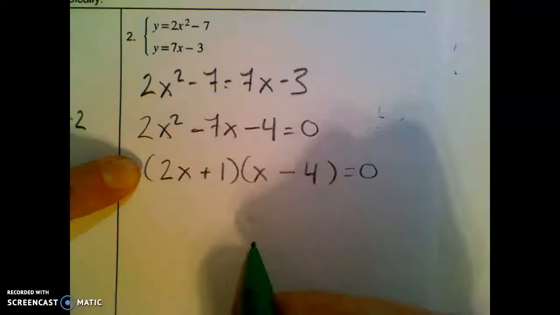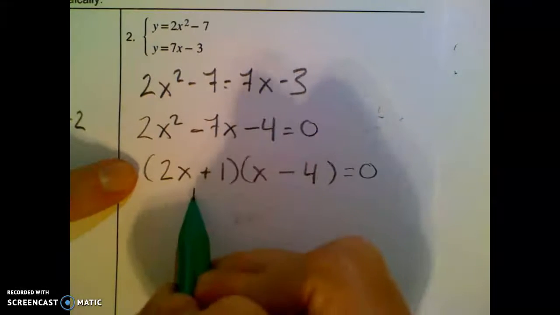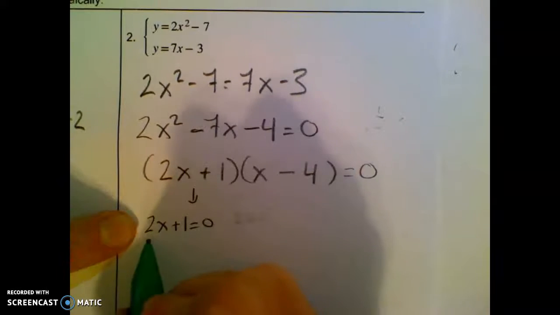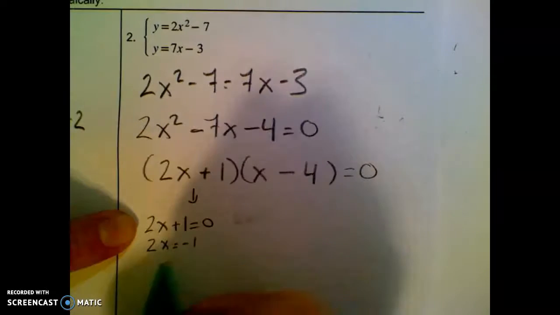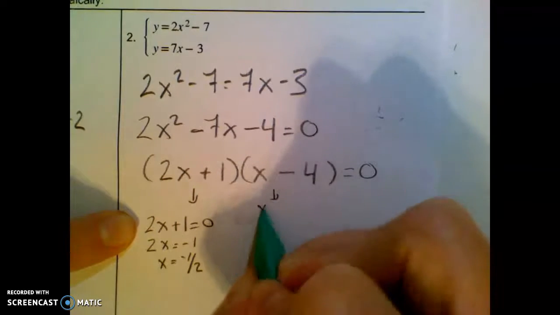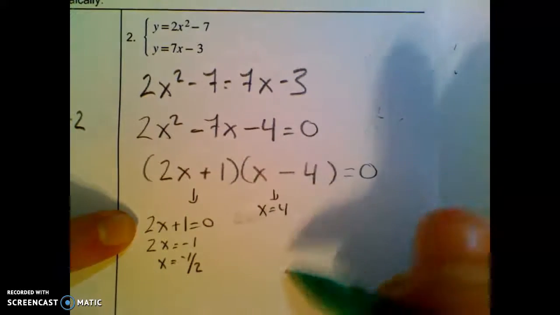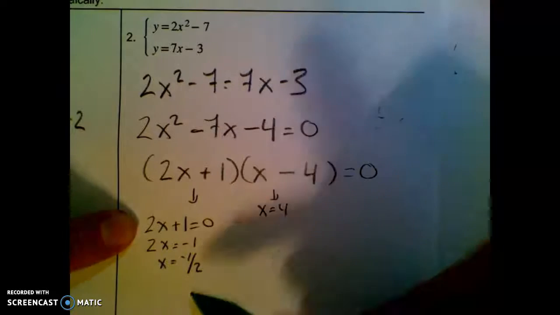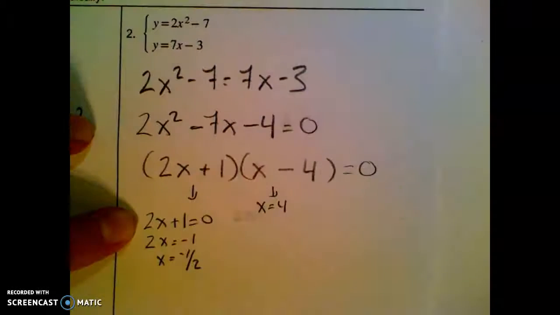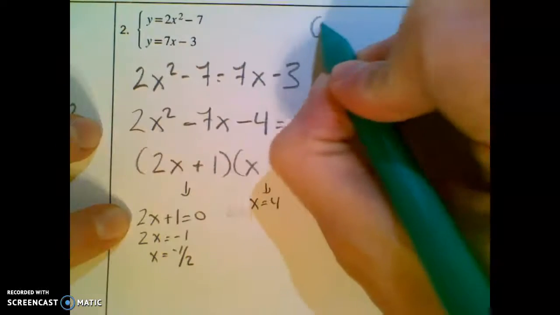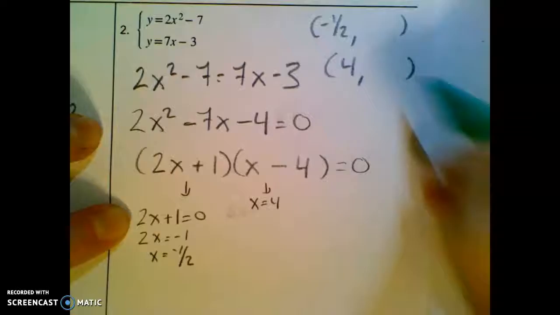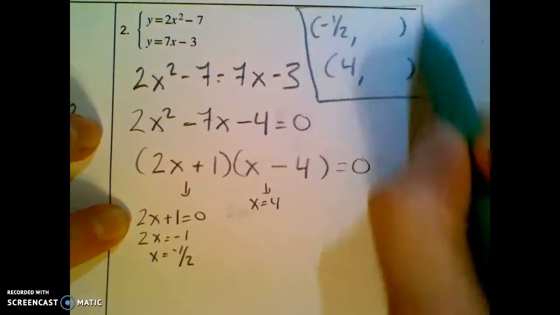In the end, you're going to get two answers, okay? So I'm going to go ahead and set 2x plus 1 equal to 0. I'm probably going to run out of space. 2x equals negative 1, x equals negative 1/2. Okay, and this one's just x equals 4. So if you did the quadratic formula or whatever method you wanted to, you should get negative 1/2 and 4 as an answer, which means that I actually have two separate answers. My answers are negative 1/2 comma something and 4 comma something. So I'm just going to go ahead and box off my answer there.